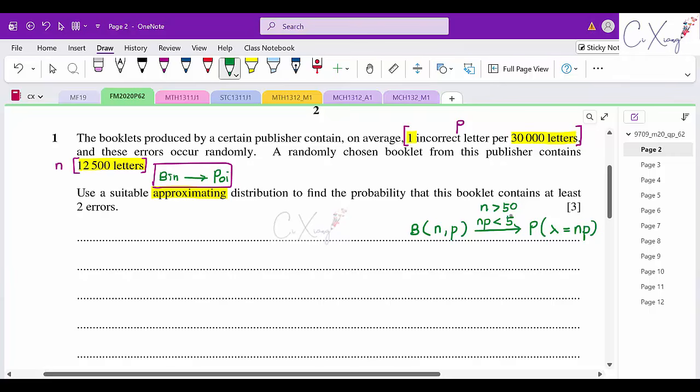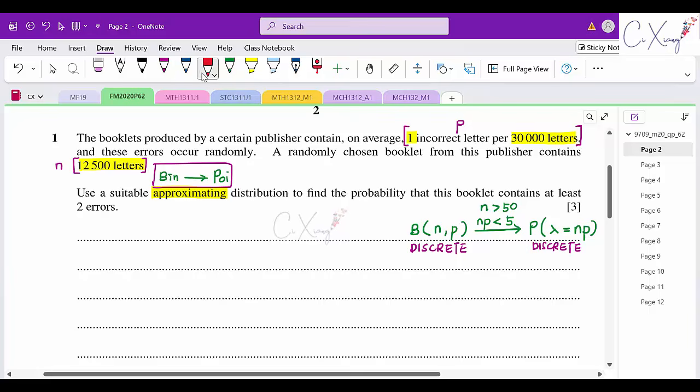In this question, n is definitely more than 50. Then multiply n with p and check whether it is smaller than 5. It should be smaller than 5, because that is the condition for changing binomial to Poisson. Binomial is a discrete random variable, and Poisson is also a discrete random variable. Therefore, no continuity correction is needed when calculating the probability after changing the distribution.